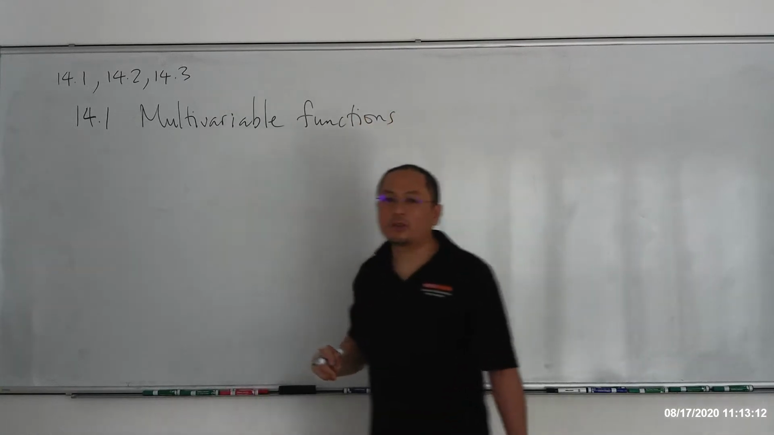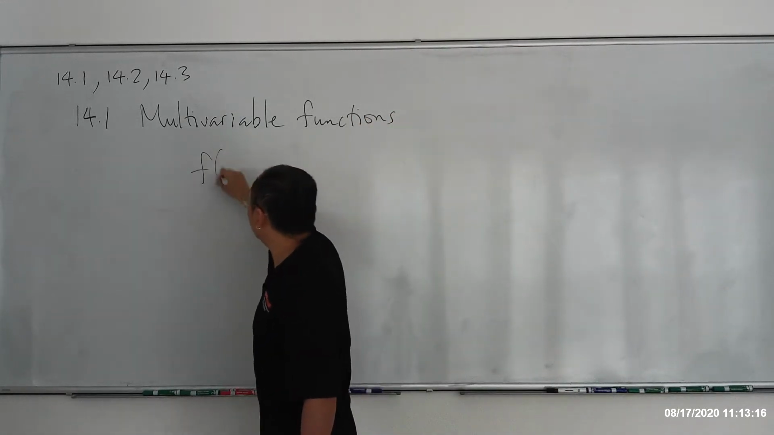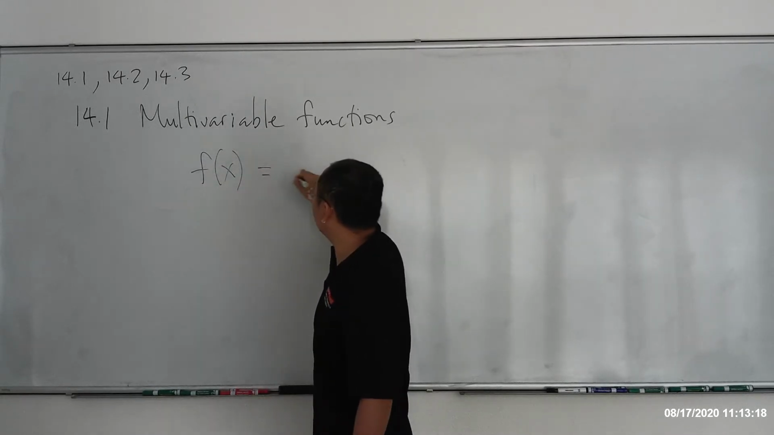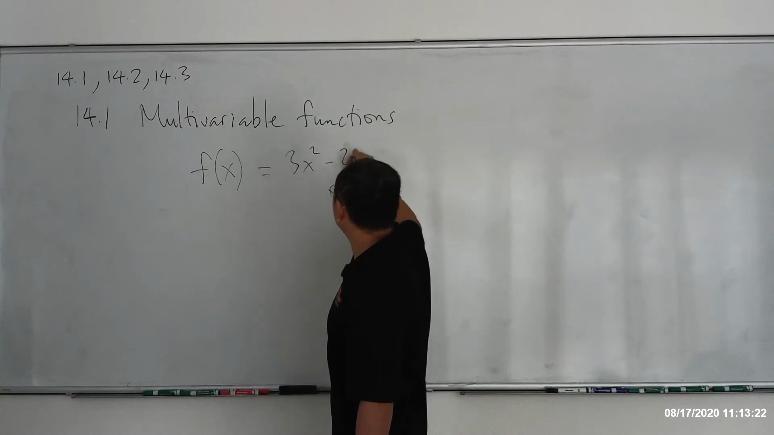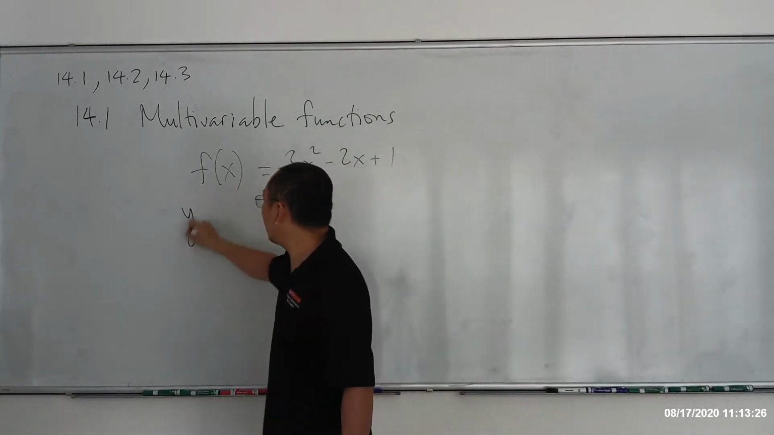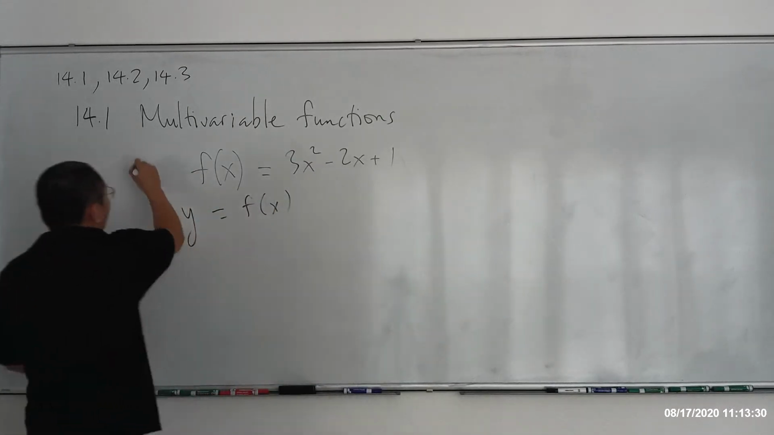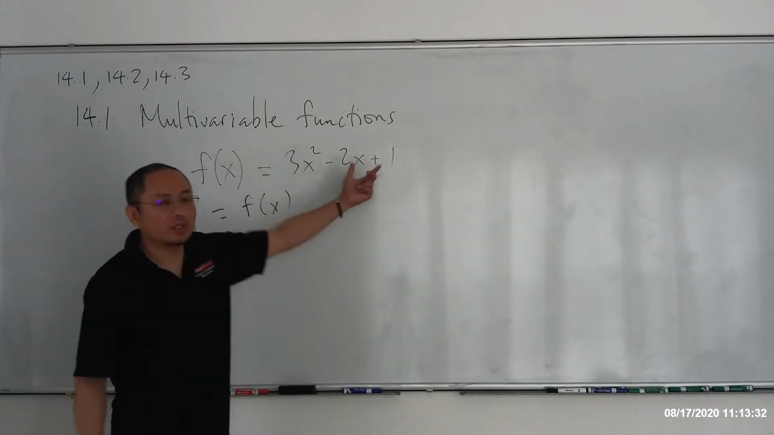So let's recall what we learned in Calc 1 and Calc 2. We define a function with a single variable, so one variable. f of x equal to, say, 3x squared minus 2x plus 1. So it's a quadratic function. Or simply, you write y equal to f of x, right? Or y equal to 3x squared minus 2x plus 1.